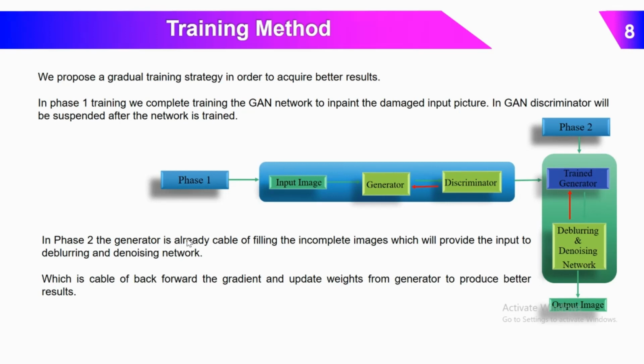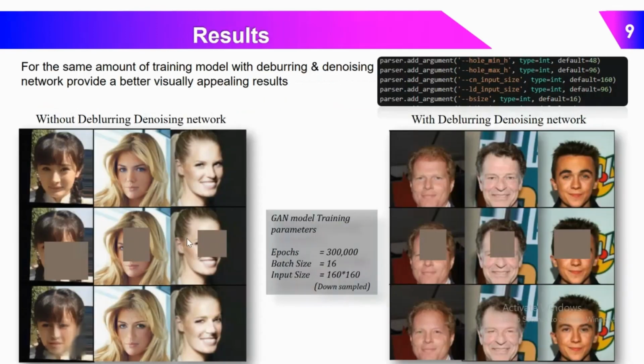So those images from the generator, which is already capable of filling the incomplete images, will be provided to the deblurring and denoising network as the input, which will be capable of backward-propagating the gradient and updating the weights of the generator to get better results as an output. So these are the results obtained from our model.